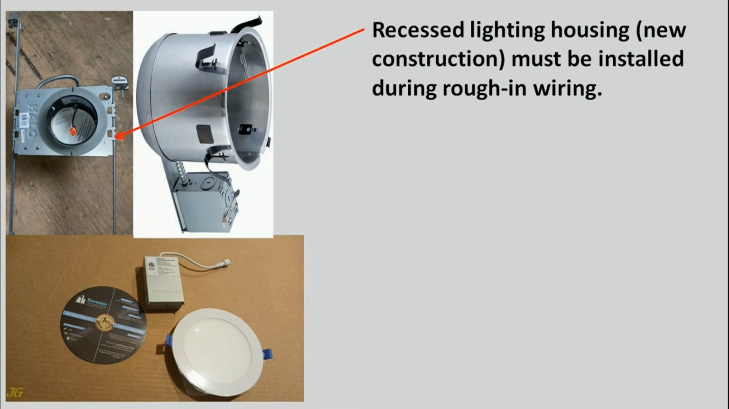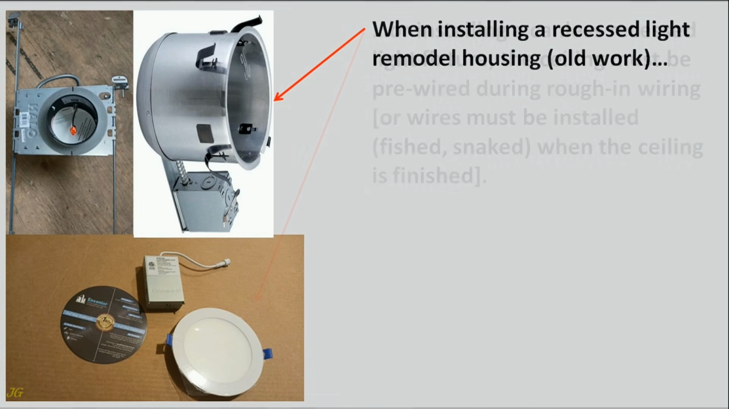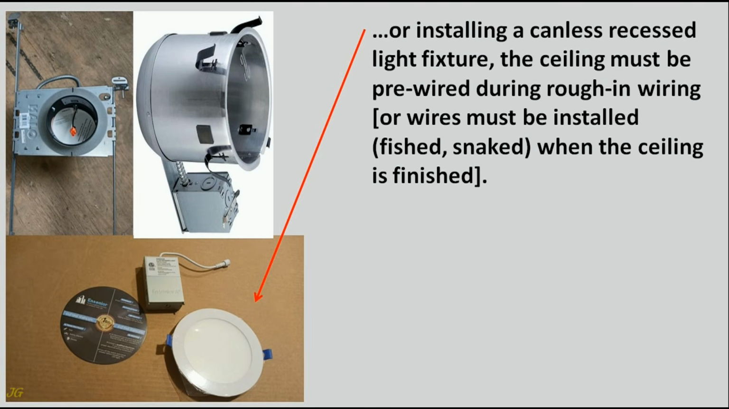Recessed lighting housing, new construction, must be installed during rough-in wiring. When installing a recessed light remodel housing, old work, or installing a canless recessed light fixture, the ceiling must be pre-wired during rough-in wiring, or wires must be installed, fished, snaked, when the ceiling is finished.